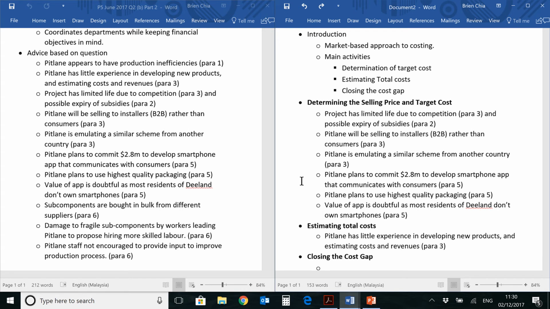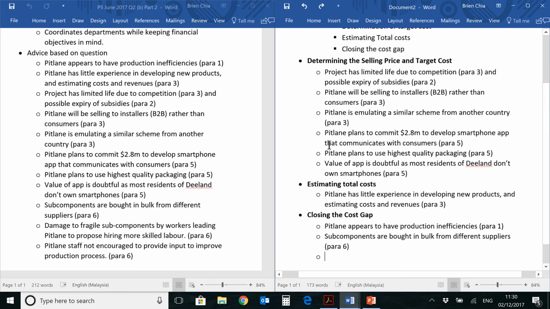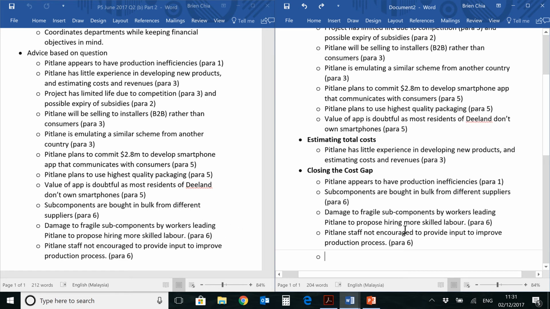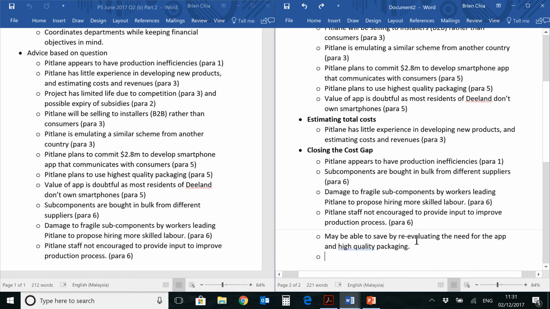So first of all, you have Pit Lane appears to have production inefficiencies, which is over here. Subcomponents are bought in bulk from different suppliers, which is over here. Damage to fragile subcomponents by workers, leading Pit Lane to propose hiring more skilled labor, is over here. And Pit Lane staff not encouraged to provide input in the production process. And we have something which is not from here, but is linked to an earlier part, which is we could save some money by trying to reevaluate the need for the app and high quality packaging.